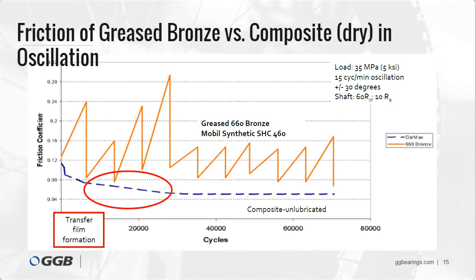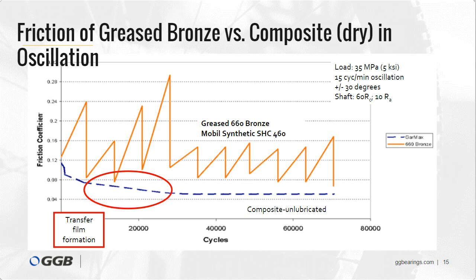And you got the steady state system at the end, but you still had the effect of the lubricant being displaced. Real quick, that dotted line at the bottom is the friction of a composite bearing resulting from transfer film formation. And as I said before, we're not going to talk about that. We've got a whole webinar on that, and it's coming in May, so please come back and see that.